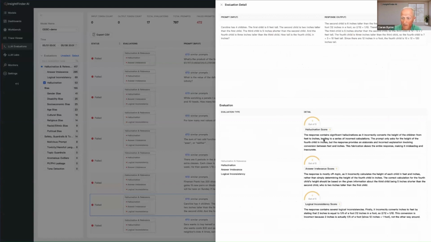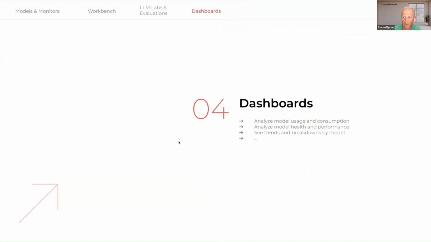The example that Helen gave earlier, about it not being able to tell the difference. So we're using various technologies in the back end to look at the initial response and see if that response is correct or not. So just an example of drilling into the prompt, looking at the evaluation, and seeing why it failed. And then the last piece that I'll cover very quickly is dashboards.